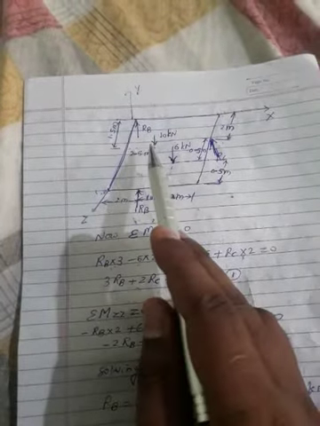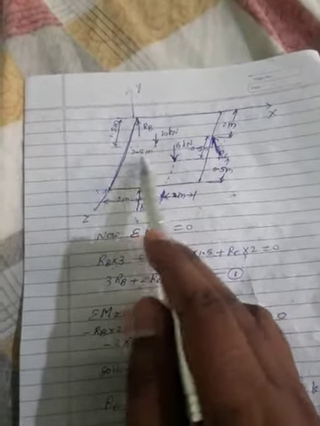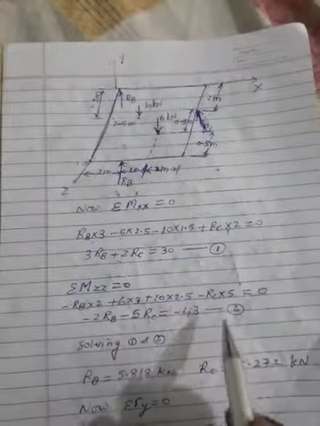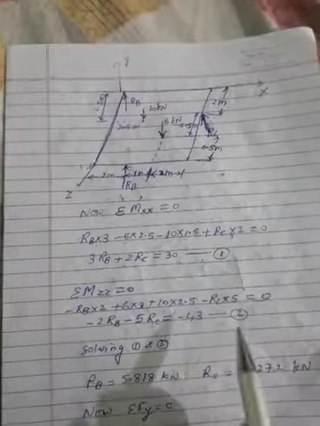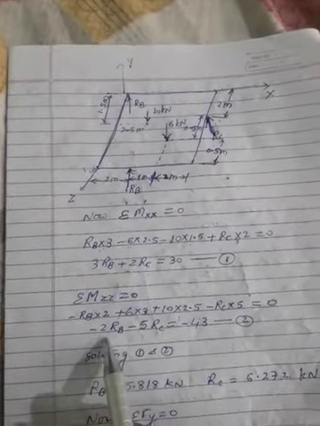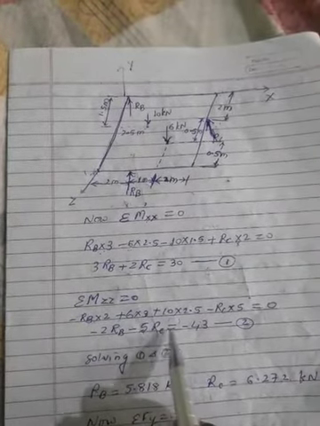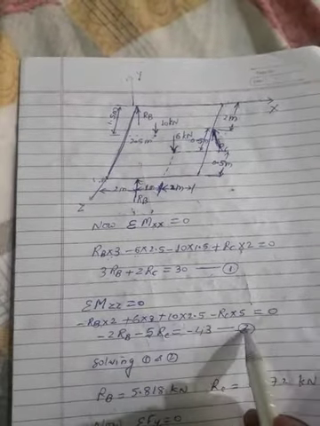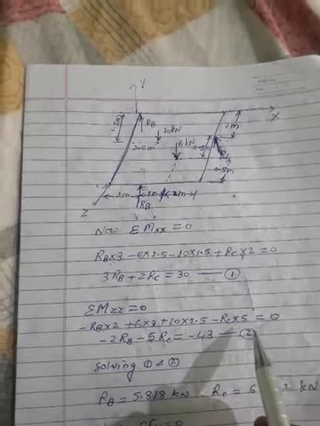This 10 kN force will rotate clockwise, distance is 2.5, so 10 into 2.5. RC will rotate anti-clockwise, so minus RC into 5 equal to 0. After simplifying it, I will get minus 2 RB minus 5 RC equal to minus 43, that is equation 2. Now I have to calculate the support reaction at A, B, C.